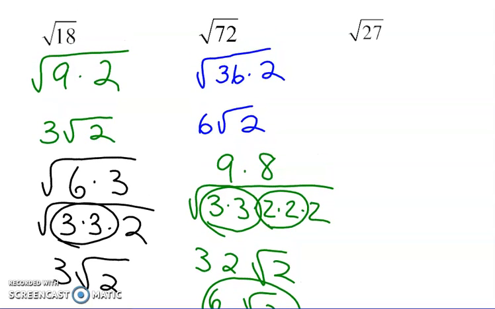Okay, square root of 27, the largest perfect square being 9. So again, 9 times 3 in this case, we have the square root of 9 being 3, and now we're going to leave the 3 under the radical. Okay, so hopefully you're comfortable with simplifying the radicals.